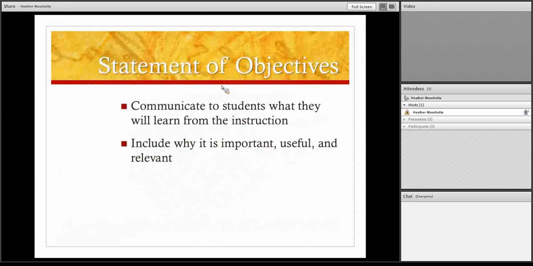After the anticipatory set and before any actual teaching, you must communicate to the students what they will learn and include why it's important, why it's useful, and why it's relevant. I think the key is the relevance. Students need to know why they are learning something. As students ourselves, haven't we often asked, why do I need to know this? When you state the objectives, it clarifies for the students why they need to learn what you are teaching them.